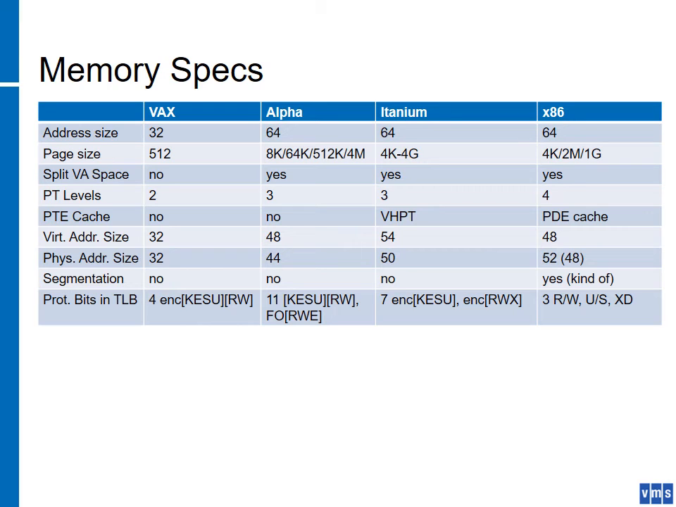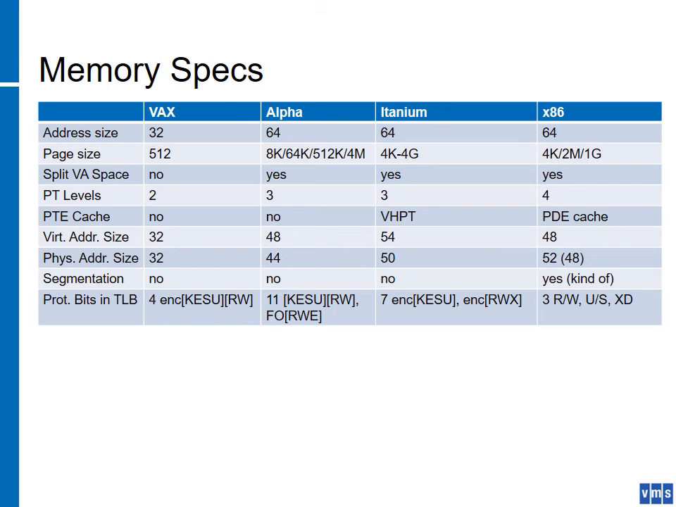The physical address size is also different. While the VAX offers a 32-bit physical address size, Alpha 44 bits in EV7, Itanium 50 bits, and x86 currently supports 48 bits of physical address size, although the architecture can go up to 52 bits.